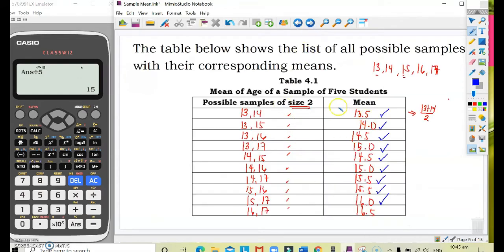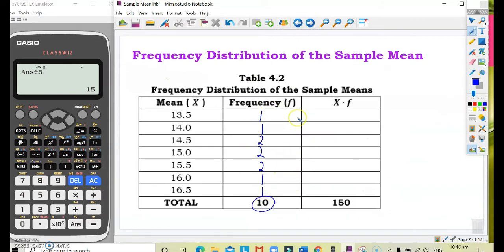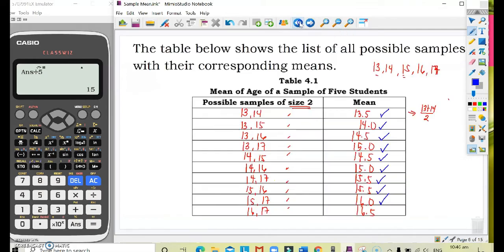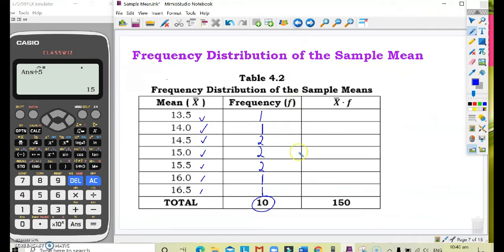Okay, then let's go to this. Recall, we were able to do this earlier. And this time, these are the means that we acquired. We listed them. We get the frequency from the table earlier here. The next thing that we have to do is to get the mean. Let's try to find out what is the mean of the means. Okay, so how do we do that? We get the summation of the mean times the frequency over n. Okay, so we multiply first the frequency and the mean.